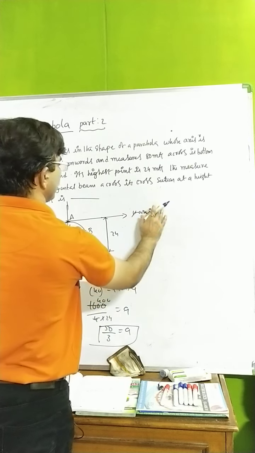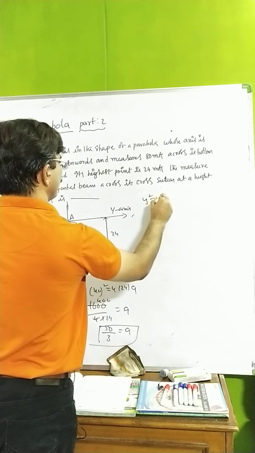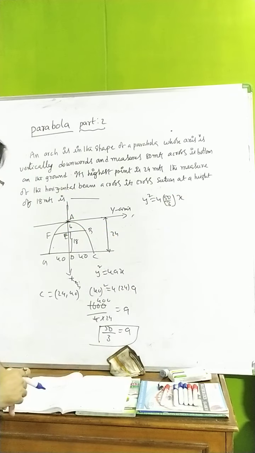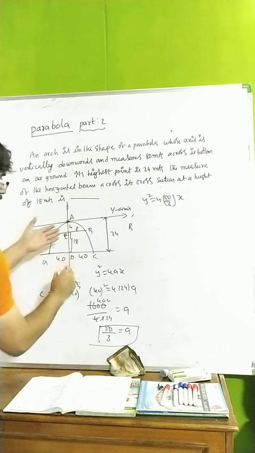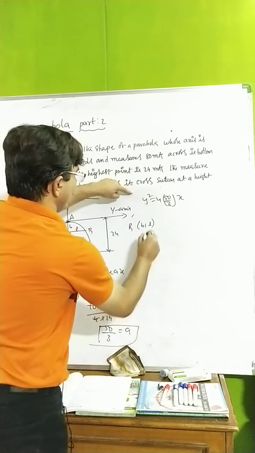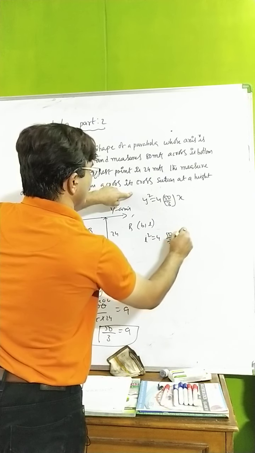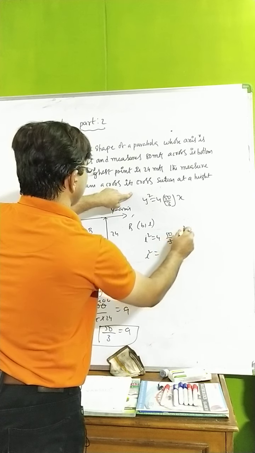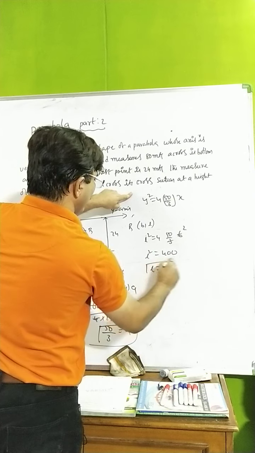Now the equation of the parabola is y square is equal to 4 into 50 by 3 x. Finally we got the equation of the parabola. Now the B coordinates are (6, L), we don't know L. Substitute here. L square equal to 4 into 50 by 3 into 6. So L square is equal to 100, 4 into 100, 400 we are getting. So L is equal to 20.